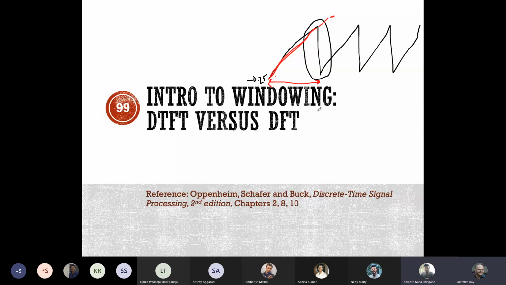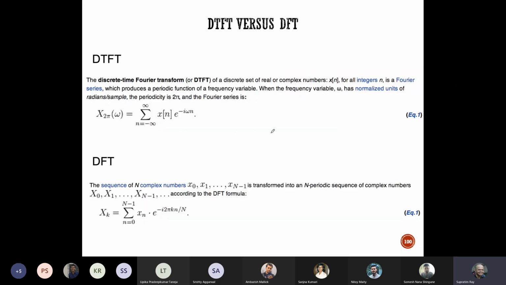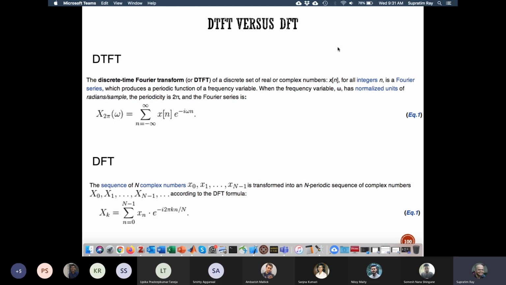So that's where this windowing business comes in. This is a quick recap of the windowing, what I just mentioned. We have just done it in the previous classes. So this is the DTFT, an aperiodic signal, and this is the DFT, the discrete Fourier transform, which is essentially just the samples of the DTFT at 2 pi k by N.